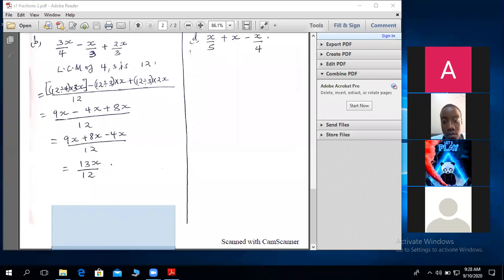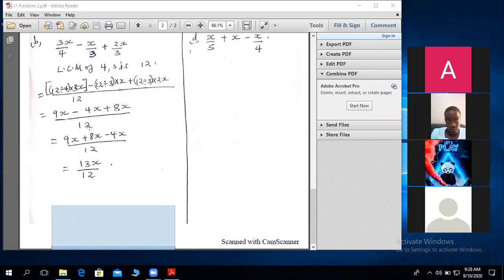Then to get the numerator here, I will get this LCM 12 divided by 4, which is what you are seeing here, then times the numerator, which is 3x, minus 12 divided by 3 times x. This is exactly what you are seeing here. Plus 12 divided by 3 times 2x. 12 divided by 4, the answer is 3. And 3 times 3x, the answer becomes 9x.